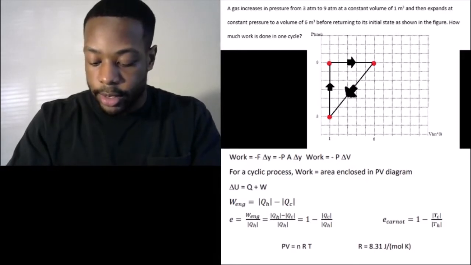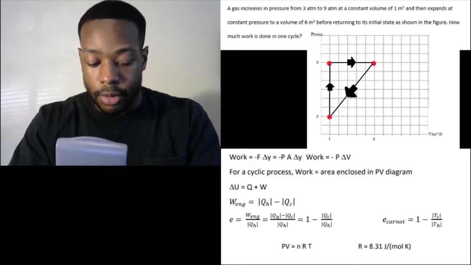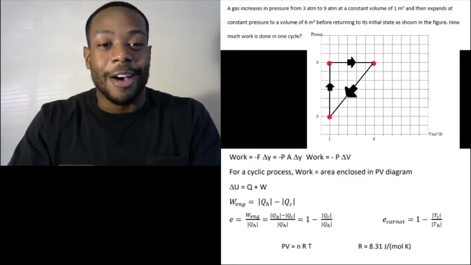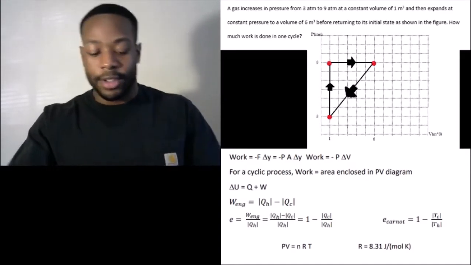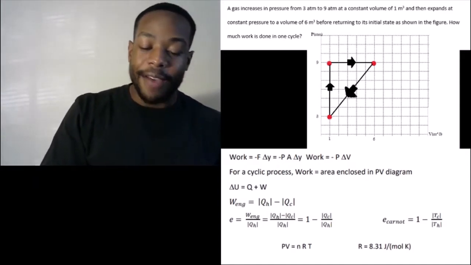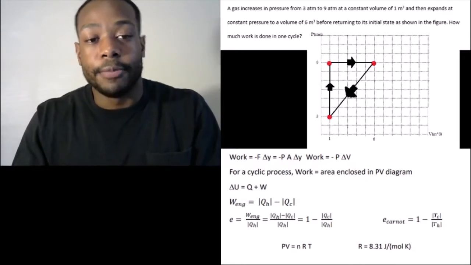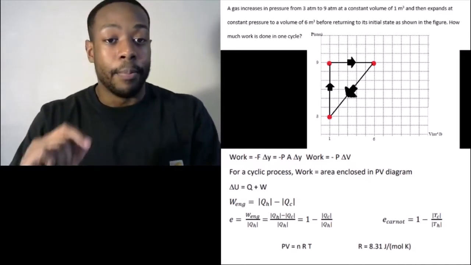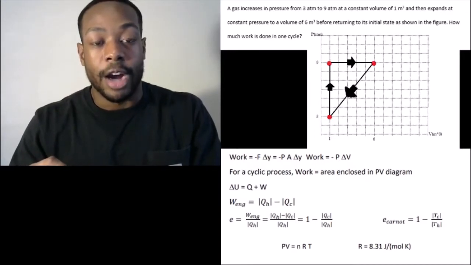Let's do that. I'm getting 3. Oh, so I almost made a mistake, but you may have caught it yourself. This is a triangle, right? So we're going to do 1/2 of that. The area of a triangle is 1/2 base times height. We're going to do 1/2 of our base, which is our change in volume, and our height, which is our pressure.